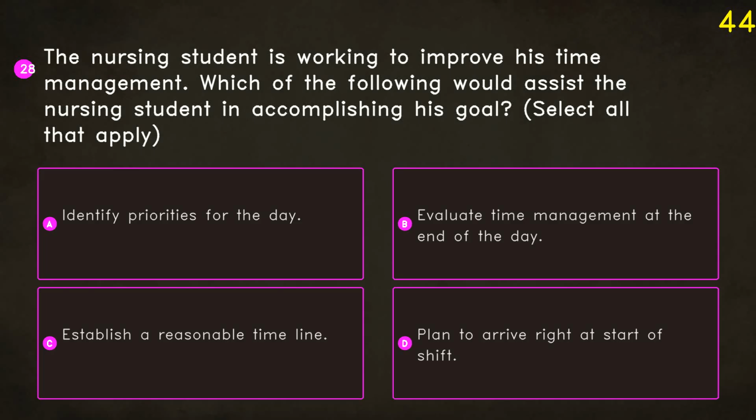Question 28. The nursing student is working to improve his time management. Which of the following would assist the nursing student in accomplishing his goal? Select all that apply. A. Identify priorities for the day. B. Evaluate time management at the end of the day. C. Establish a reasonable timeline. D. A plan to arrive right at start of shift.